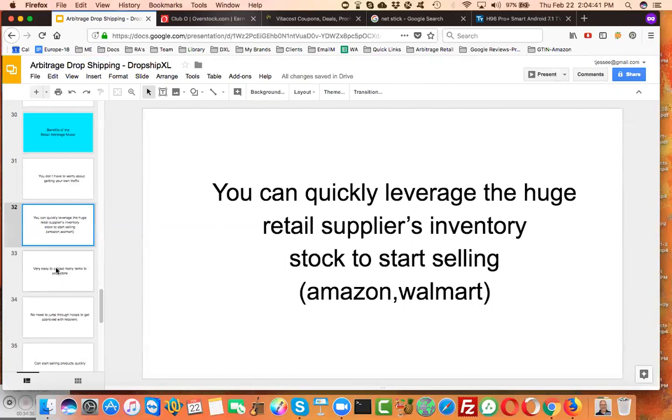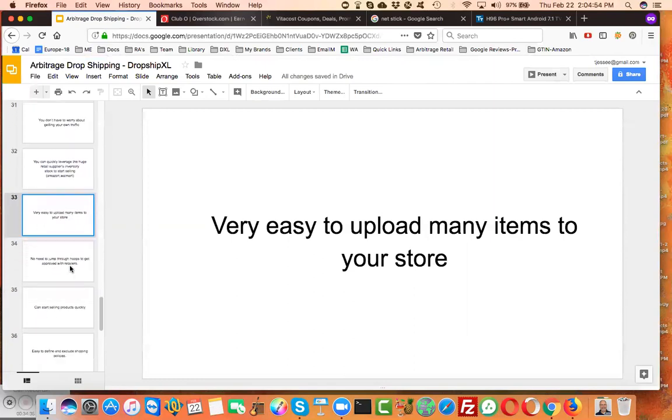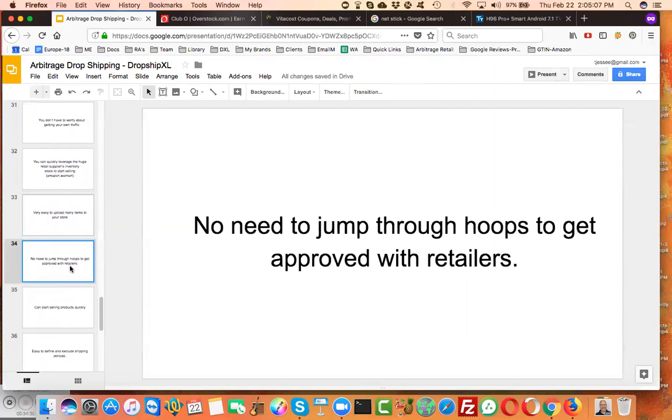exactly. So you can easily upload many items to your store. There are systems, like we pointed out earlier, that you can use to do that. You don't have to do it manually, so it's quite easy. I mean, even if you were to do it manually, such as going over to Amazon, it's pretty simple. Within a matter of 5 minutes or so, you can have a product listed and ready to go, ready to have someone buy. Yeah, very easy. And there's no need to jump through hoops to get approved with retailers.